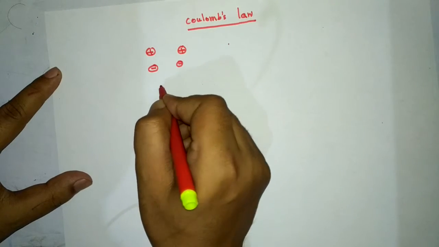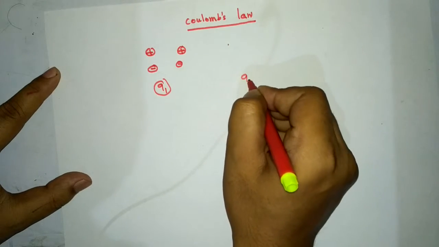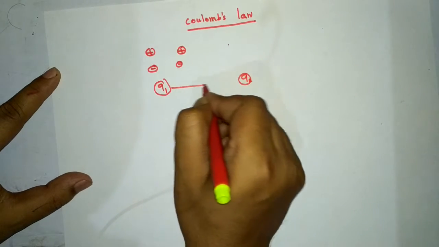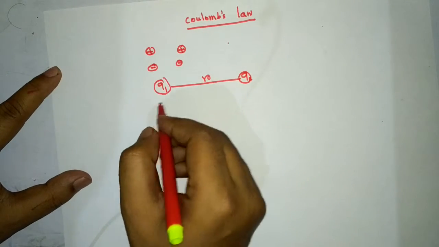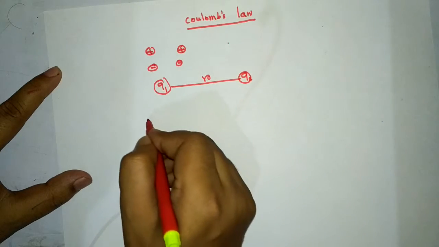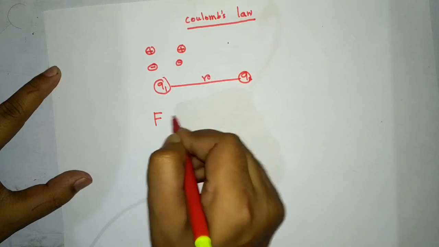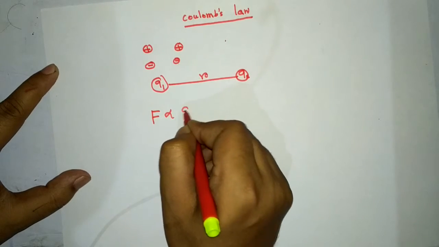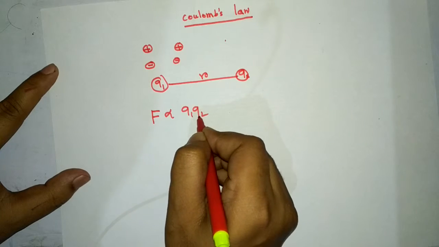If there is a Q1 charge and another charge Q2, maybe plus, maybe minus, at a certain distance r, they will repel or attract each other by a force. That force is called the Coulomb force. And this force is proportional to Q1 and Q2.